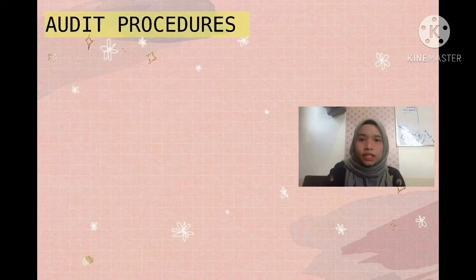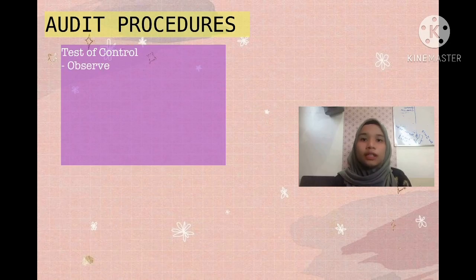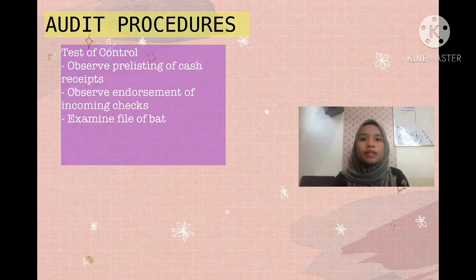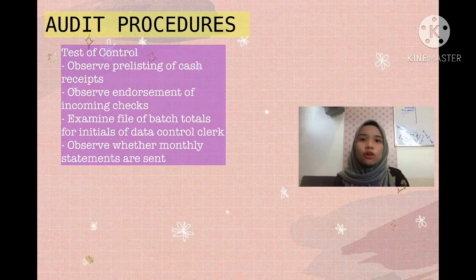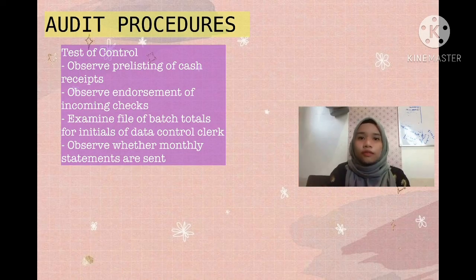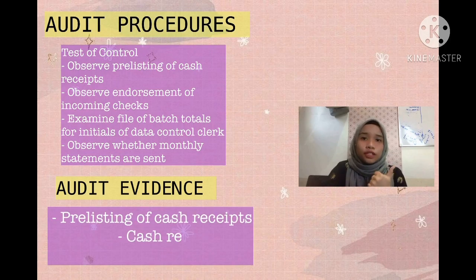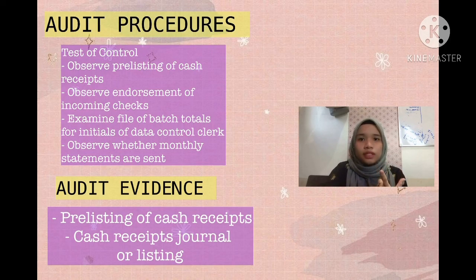For the audit procedure, there are 2 tests that need to be done, which are test of control and substantive test. For the test of control, the auditor needs to observe the pre-listing of cash receipts. They also need to observe the endorsement of incoming checks. The third is to examine the batch totals file for the initials of the data control clerk. The audit evidence of the test of control is the pre-listing of cash receipts and also the cash receipts journal and listing.